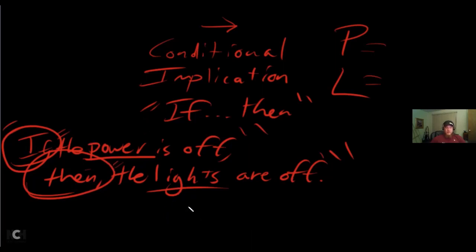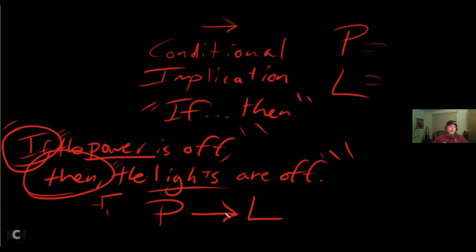So I'm going to draw an arrow here. Whatever follows if goes on the left side of the arrow. P follows if, so it's going on the left side. And whatever follows then goes on the right side of the arrow, so I'm going to put L. I'm going to call this F1, the formula we're using right now. This P arrow L stands for the English statement, if the power is off, then the lights are off. That's all this means, and that's really all we're doing with formal logic here.